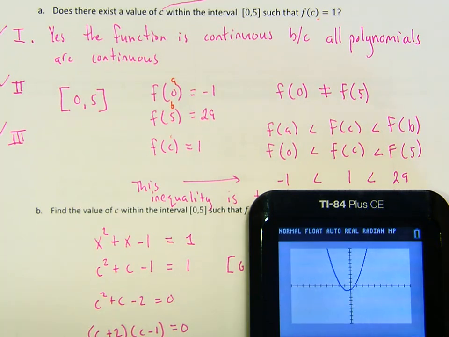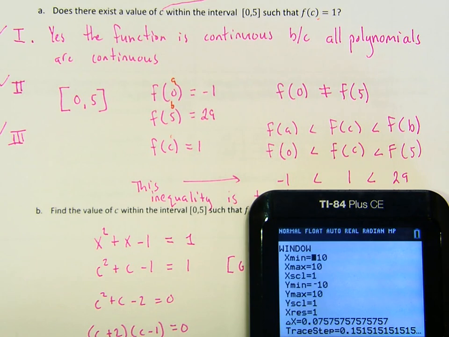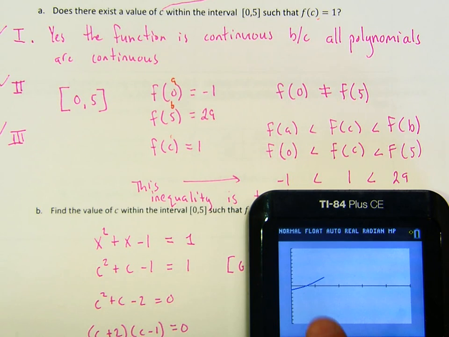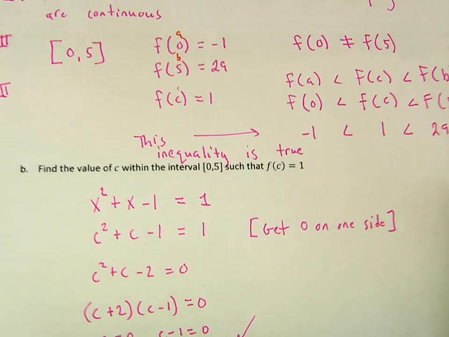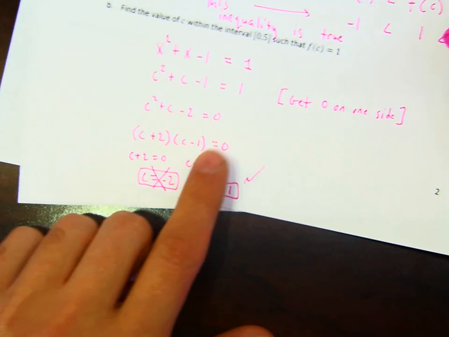But let's also make our window like this because we just want to see between 0 and 5. We don't really care about anything else, just from 0 to 5. So notice you see how over here, what is that x value that intersects with this? And it's right here, it's at 1. You see at 1, it intersects at 1. And that's the value of c equals 1.